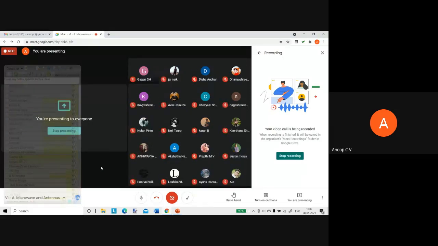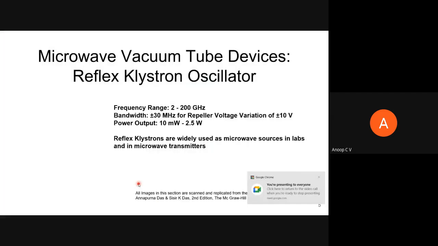Good morning everyone. Welcome to yet another online tutorial on microwaves and antennas. Today we'll be discussing microwave vacuum tube devices, that is, the reflex klystron oscillator. This is one of the methods for generating microwave frequency. As I told, normal lumped circuit elements or normal vacuum tube devices cannot be used to produce a microwave frequency. So a reflex klystron is a microwave vacuum tube device which can be used to generate microwave frequency.